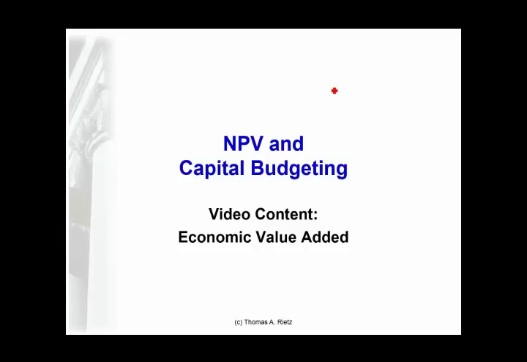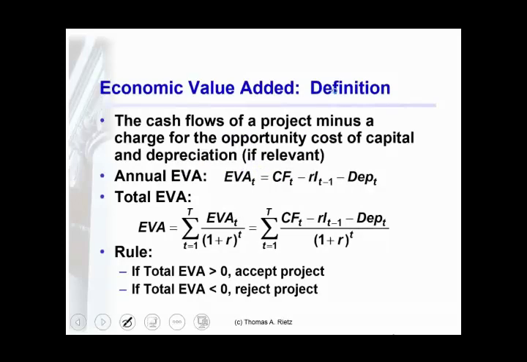In this video, we are going to talk about economic value added. It's used for capital budgeting and actually gives you exactly the same results; it's equivalent to net present value. The difference is we account for the cost of capital directly in the cash flows. We take the cash flow from a project and subtract what we call a capital charge every year.